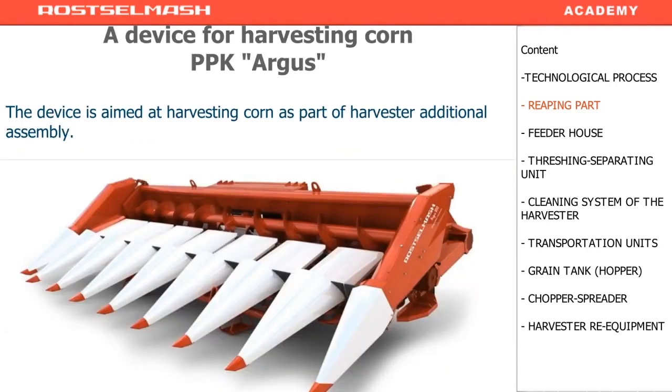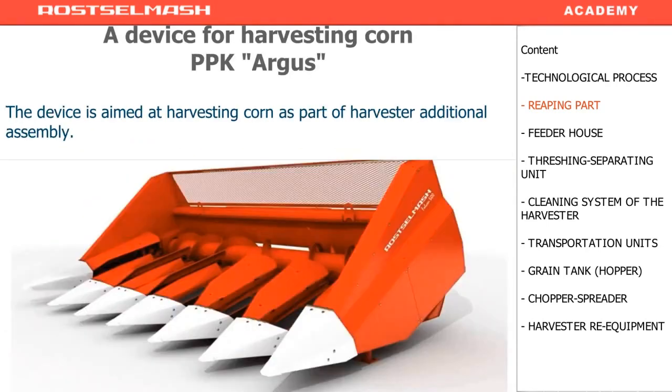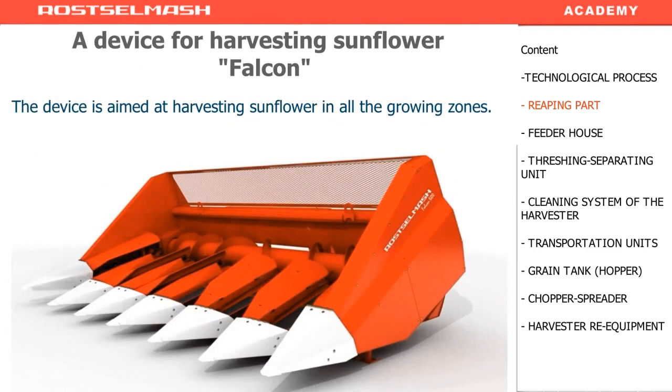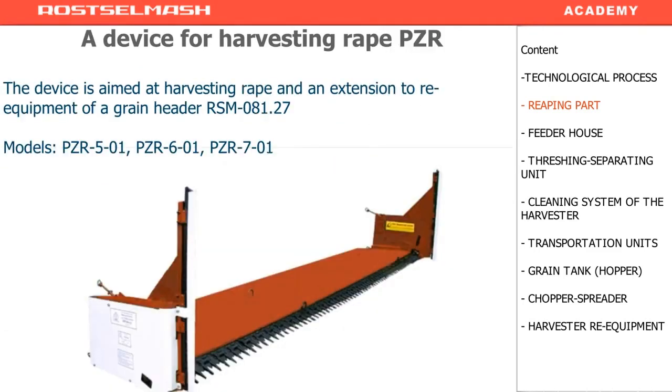Argos, the device for harvesting corn, the device for harvesting sunflower, the device for harvesting rape. We use this device as an extension to an ordinary grain header RSM 081.27, and so after installing this device, we can harvest rape.